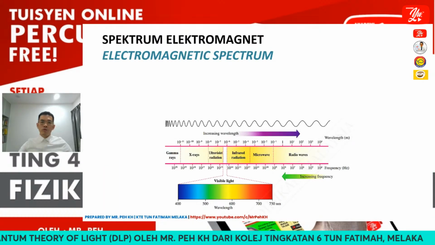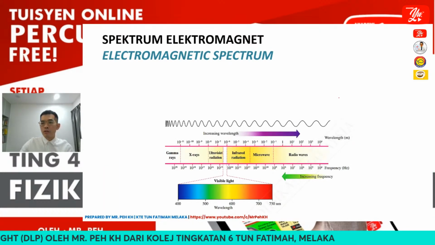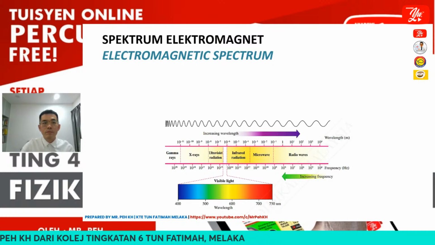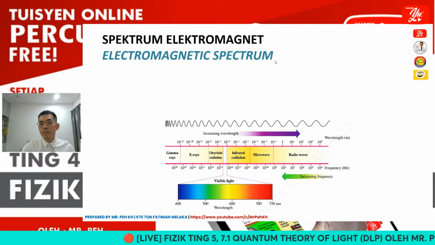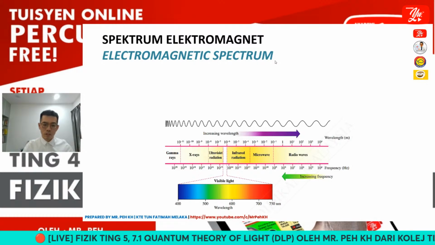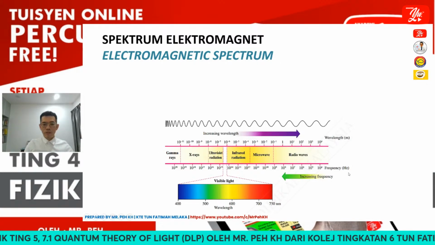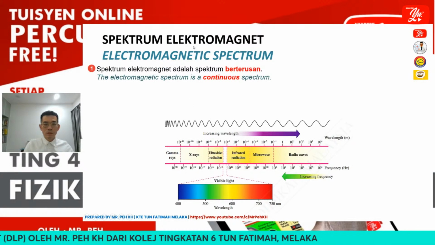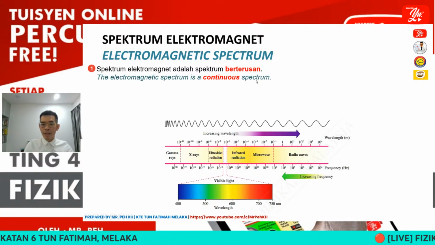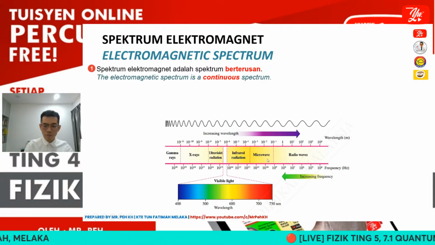Before we go to the idea or spark of the quantum theory, let us look at the electromagnetic spectrum, which you have already learned in your Form 4 syllabus, Chapter 5, subtopic 5.7. You can just look at this figure. This is the electromagnetic spectrum, and it is a continuous spectrum, where there is no gap between the different types of spectrum.